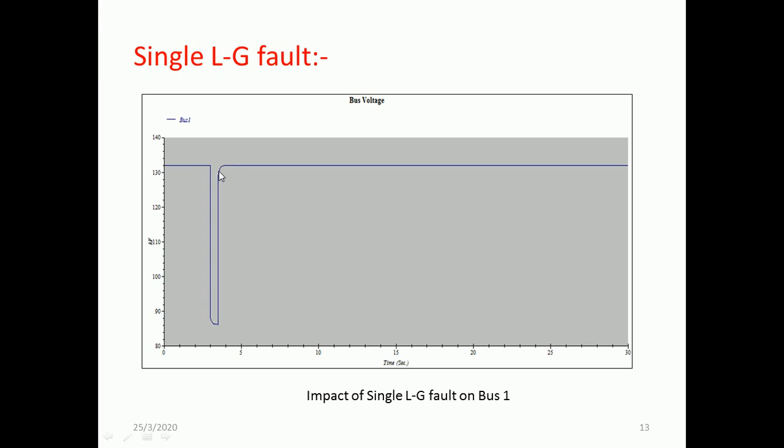There were some oscillations in the system, and it did not recover 100%. When you actually use the software, you can zoom in and find the values at every instant. So this is the graph for the impact of the single line to ground fault on bus 1.